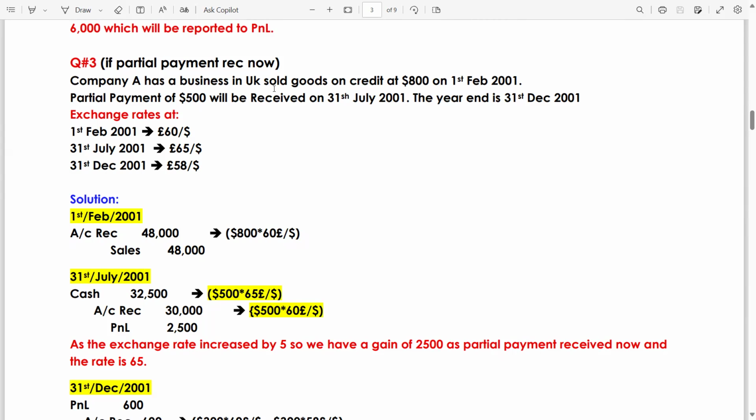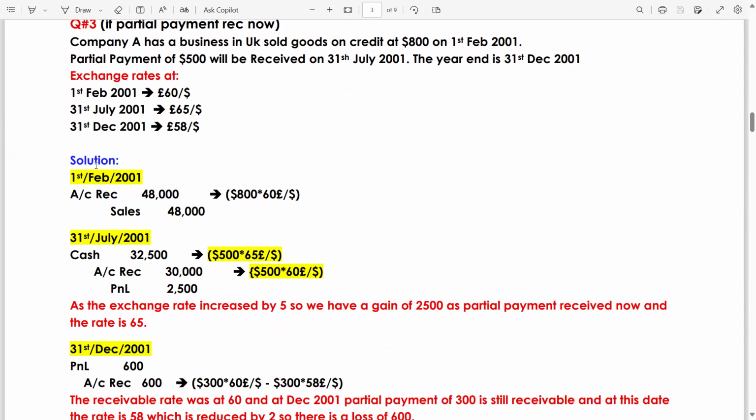Company A has a business in UK, sold goods on credit at $800 on 1st Feb 2001. Partial payment of 500 will be received on 31st July 2001. The year end is 31st December 2001. Exchange rate: 1st Feb 2001, 60 pound per dollar; 31st July 2001, 65 pound per dollar; 31st December 2001, 58 pound per dollar. If you can see, at the receipt date the exchange rate is going up, and at year end it is going down.